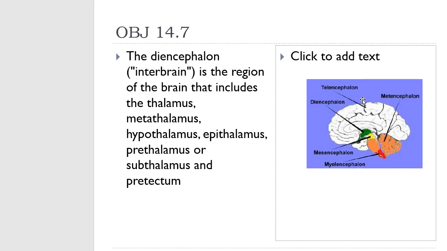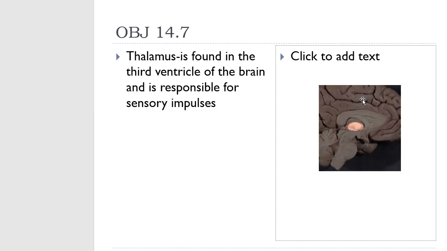The diencephalon is the region of the brain that includes the thalamus, the metathalamus, the hypothalamus, the epithalamus, the prethalamus or the subthalamus, and the pretectum. The thalamus is found around the third ventricle of the brain and is responsible for sensory impulses. So above here we have the corpus callosum, and then that little dent in there would be the lateral ventricles.